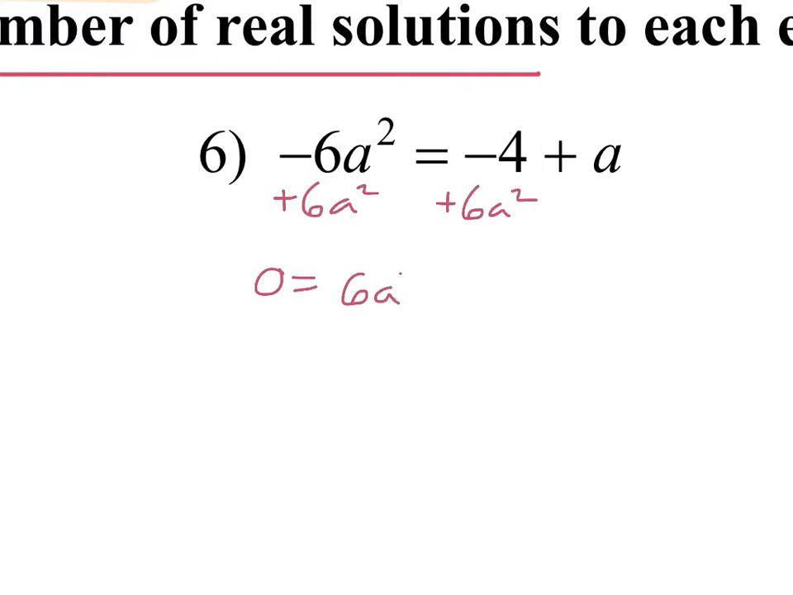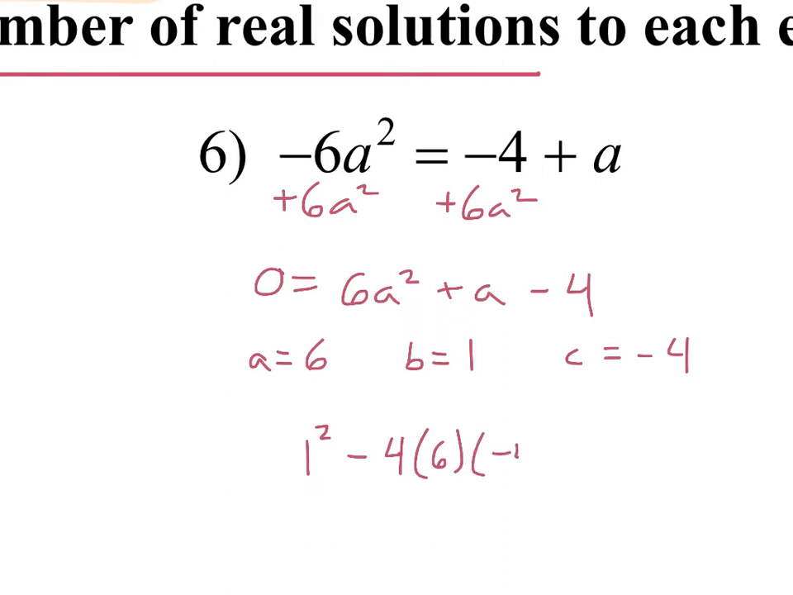So we have 6a squared plus a. What's going to come next? Then a, and then -4. Perfect. So it's important to keep it in this order where you have the a squared, then the a, and then just the number. So what's our a going to be equal to? 6. What's our b? 1. And what's our c? -4.